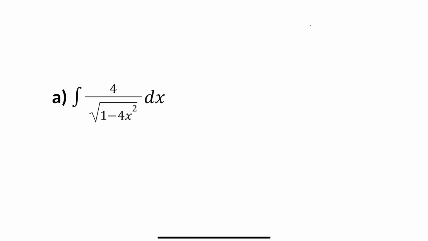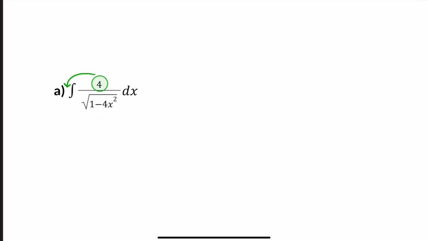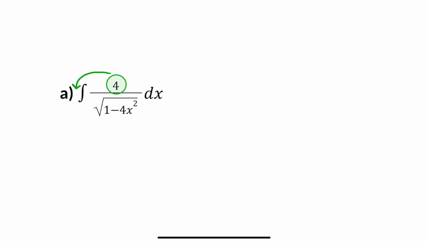However, I see that we have a constant 4 here, and using the constant multiple rule, we can simply take this 4 and move it out in front of the integral sign. And so by doing that, we're going to get 4 multiplied by the integral of 1 over the square root of 1 minus 4x squared.